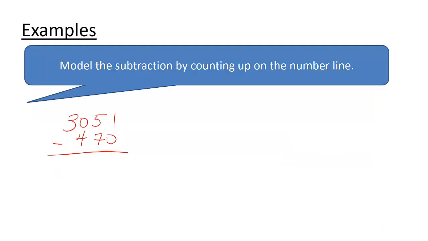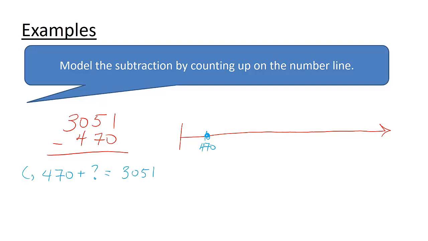To end the lesson, let's work on a few examples. First, we're going to look at 3051 take away 470. And we're going to model the subtraction by counting up on our number line. Recall that the counting up strategy changes our subtraction statement into an addition statement.